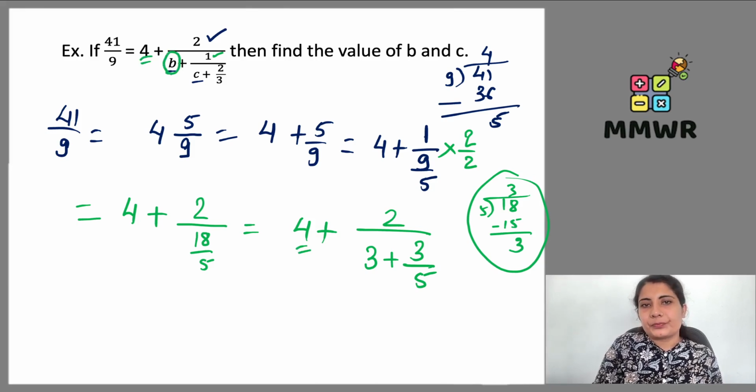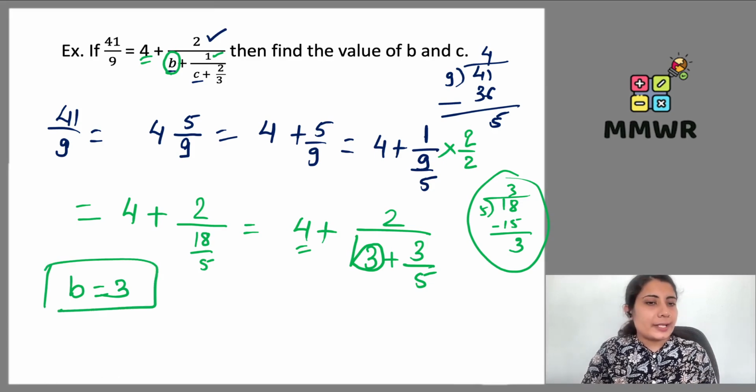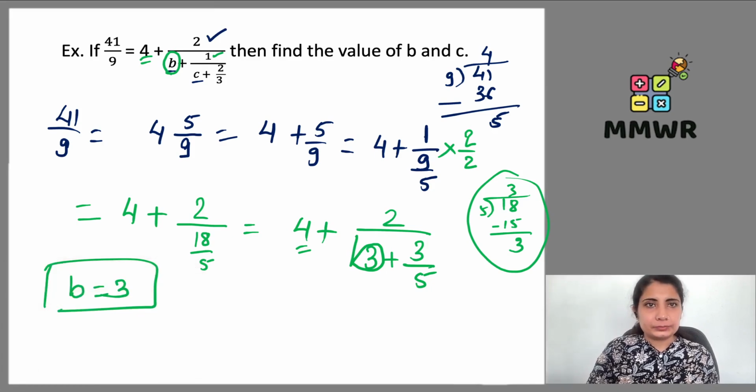This is B, and here we have B. That means the value for B we got is 3. As soon as we fix the value for B, now the target is to get the value for C.